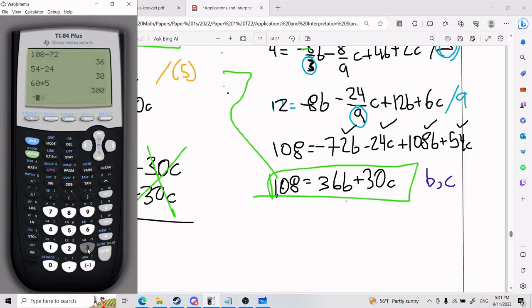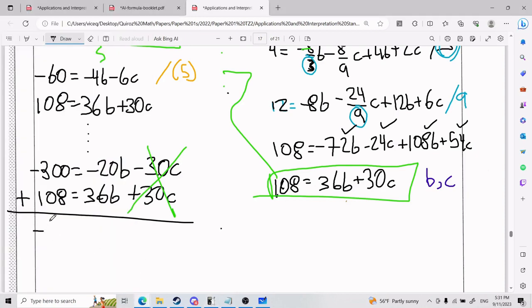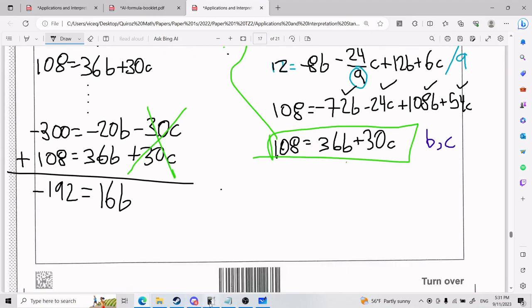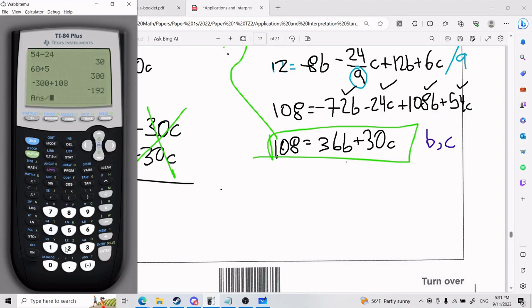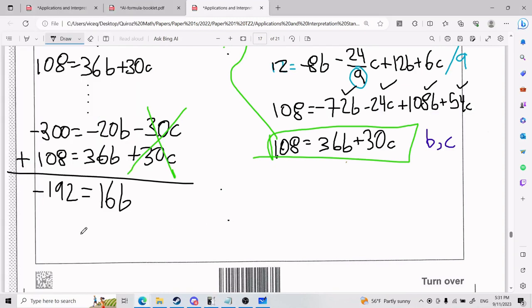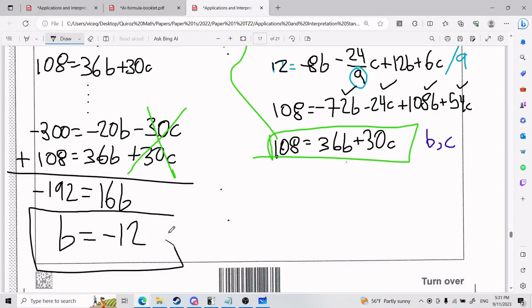Oops, negative 300 plus 108. Negative 192 equals 16b. Now we're getting somewhere. So negative 192 divided by 16 is going to give me negative 12. So b equals negative 12. So finally, after all of that, we got somewhere.